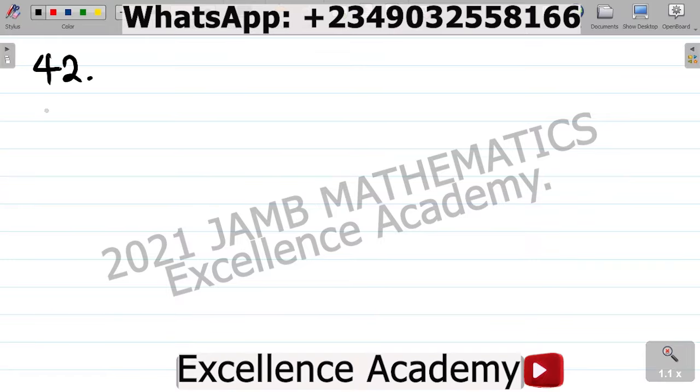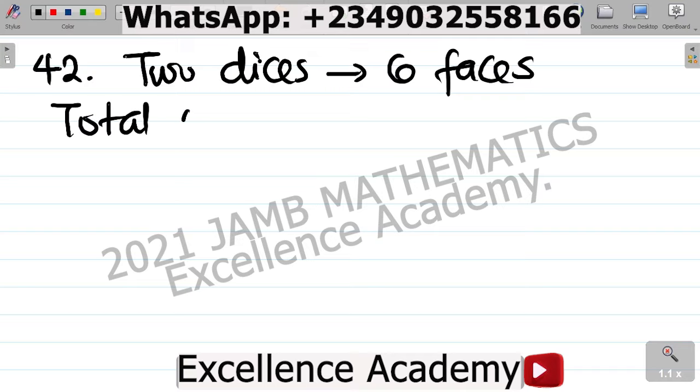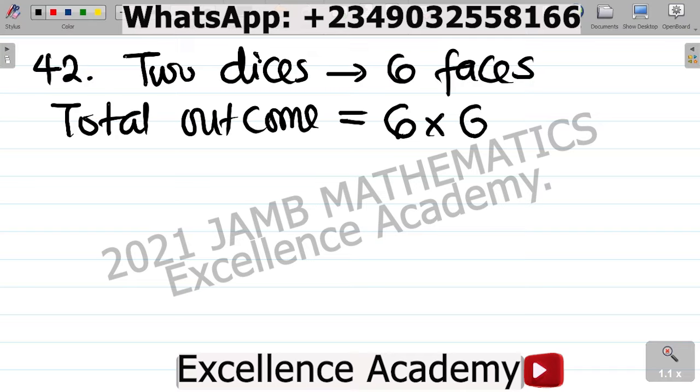the first thing you want to notice is the possible outcomes. You have two dice, each has 6 faces. Now, the total possible outcome would be equal to, since you have two dice with 6 faces, 6 times 6, and that's equal to 36. All right, this is the total possible outcomes.